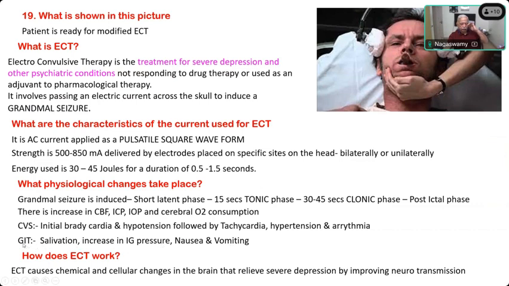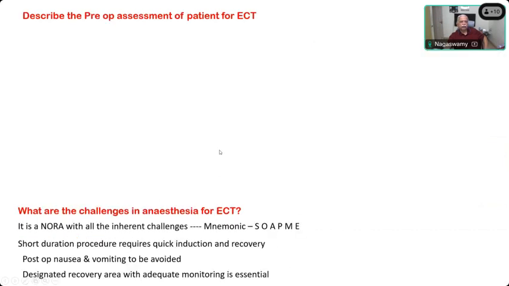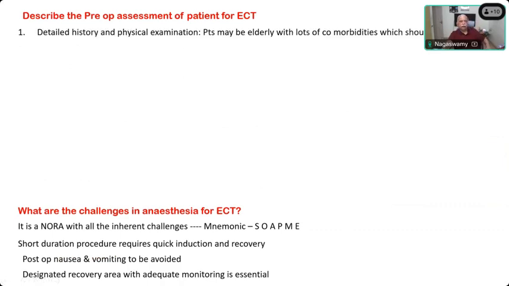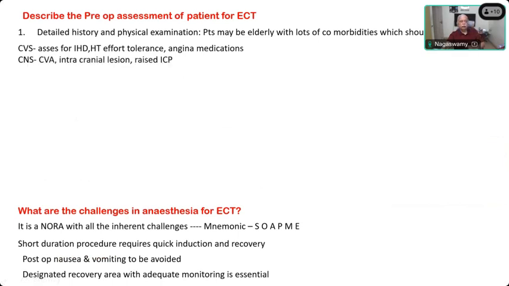What is the mechanism by which ECT works? ECT causes chemical and cellular changes in the brain that relieve severe depression by improving neurotransmission. The pre-op assessment of a patient for ECT: detailed history and examination. The patient may be elderly with lots of comorbidities. CVS especially, rule out any ischemic heart disease and hypertension, because the previous changes which we have seen can precipitate an acute myocardial infarction. CNS: it can result in CVA, intracranial lesion, or raised ICT.